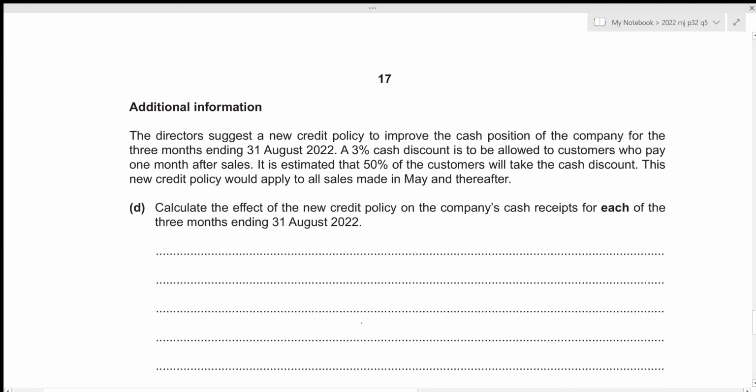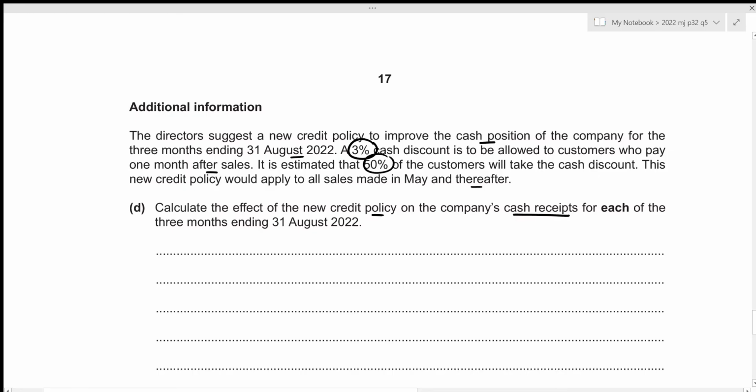We're given additional information. The director suggests a new credit policy to improve the cash position of the company for the 3 months ending 31st August 2022. A 3% cash discount is to be allowed to customers who pay 1 month after sales, and it is estimated that 50% of the customers will take the cash discount. This new credit policy would apply to all sales made in May and thereafter. Now we need to calculate the effect of the new credit policy on the company's cash receipts.